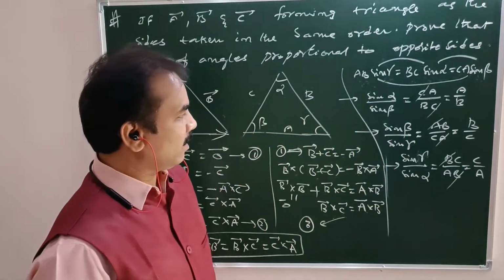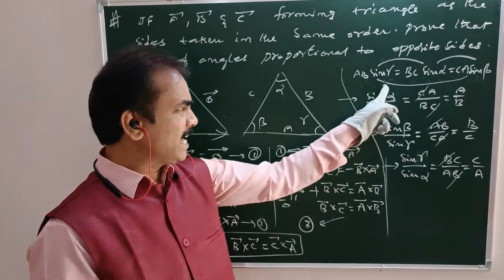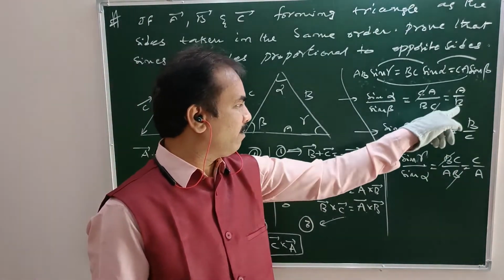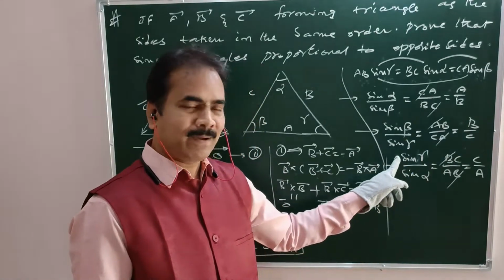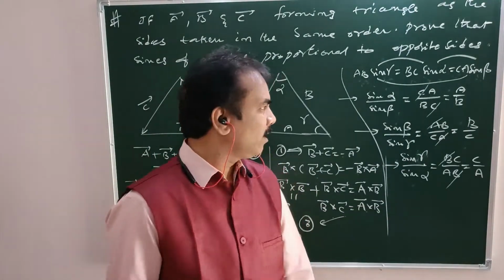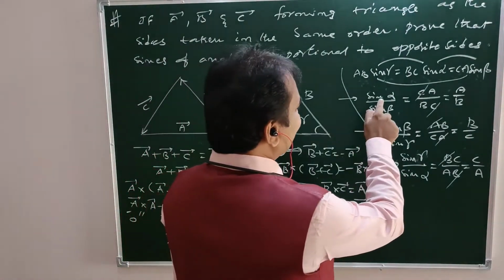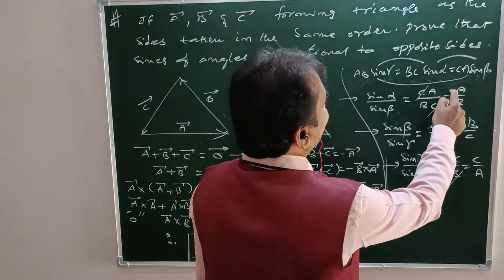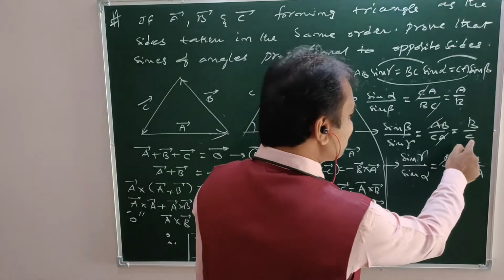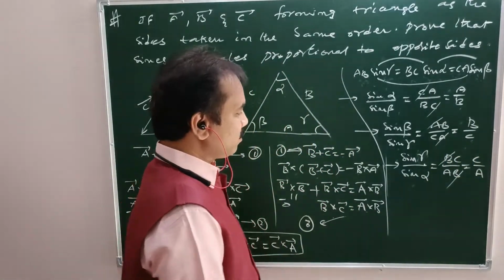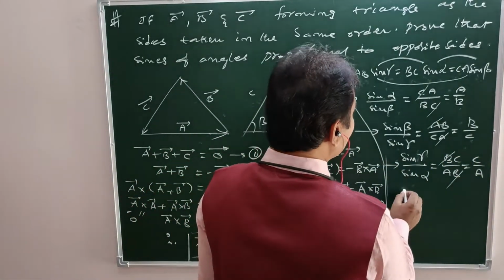Right? Now, sin alpha by sin beta equals A by B. Sin beta by sin gamma equals B by C. Sin gamma by sin alpha equals C by A. Now, we can write sin alpha is proportional to A. Similarly, sin beta is proportional to B. Similarly, sin gamma is proportional to C. Right? So, what is the result here?